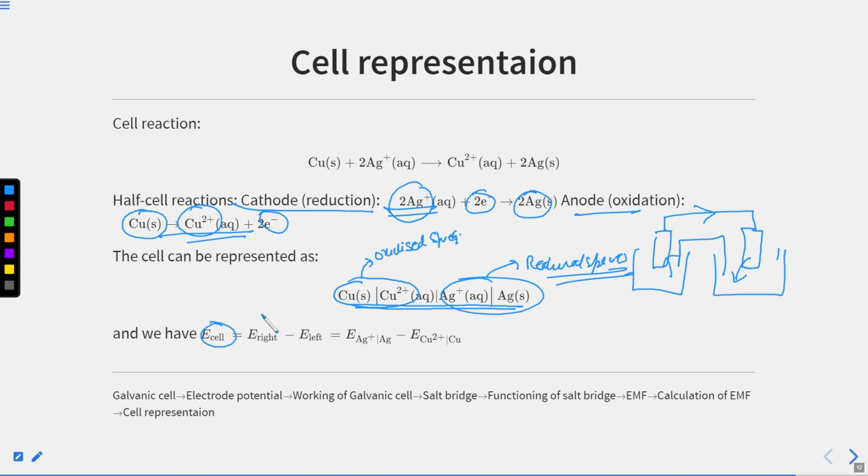So we have kept the reduction potential of the right as it is, because on the right reduction takes place, but on the left oxidation is taking place. But we have taken the reduction potential. So first what we'll do is completely change the sign and get our oxidation potential, and then subtract it from the reduction potential to get our final electrode potential or EMF of the cell. So this is our complete reaction.